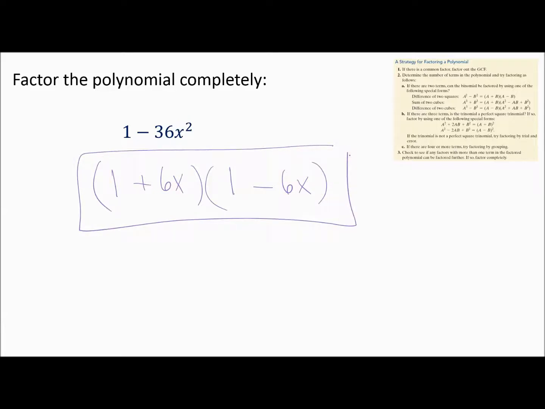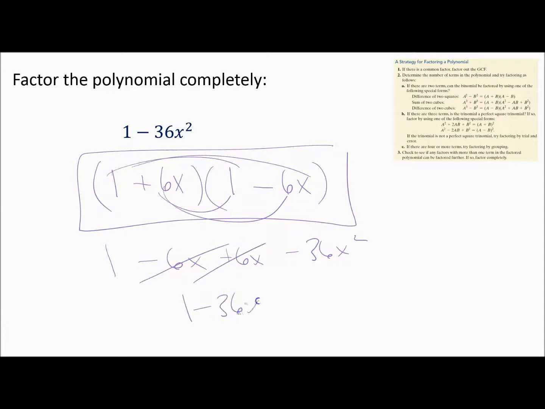How could you check it? You know what to do. You could FOIL it out. 1 times 1 is 1. 1 times negative 6x is negative 6x. 6x times 1 is plus 6x. And 6x times negative 6x is negative 36x squared. These cancel. So you get 1 minus 36x squared. All right, so it checks.